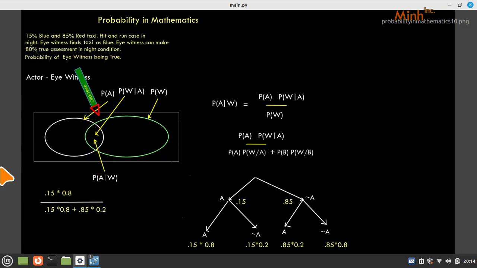So can we see it is different? If this is Mr. Witness's car, all green color, and the white color is the blue car, then that is PA, and this is Mr. Witness's car, that is PW. And if I know the condition is blue car, then what is the probability of Mr. Witness finding the blue car inside the blue car? And as per the witness, whatever blue car he reports, inside that what is the true blue car? So we are trying to find PA given W, where we know PA, we know PW, and PW given A. So this is Bayes' theorem.